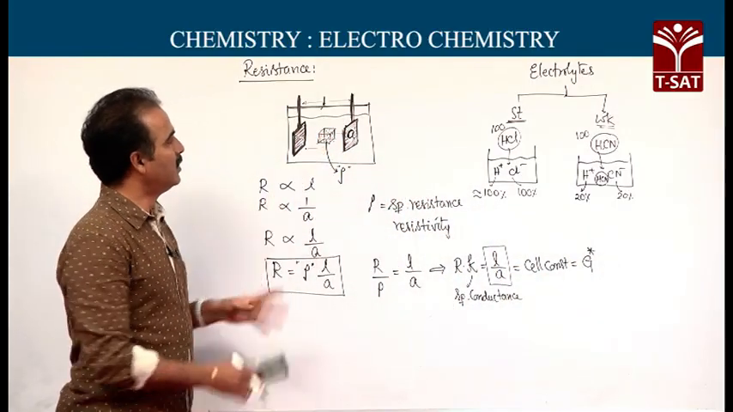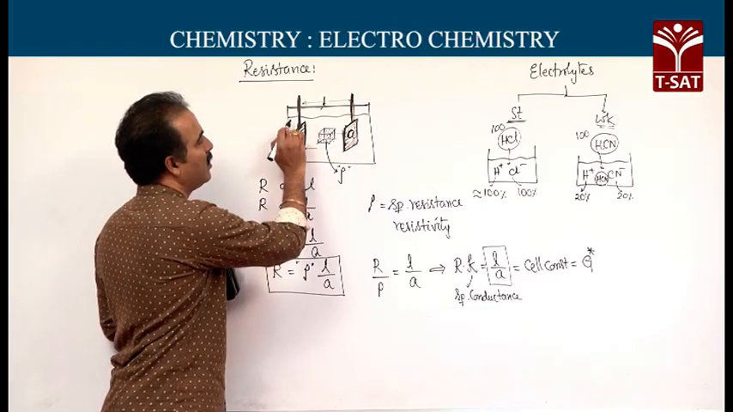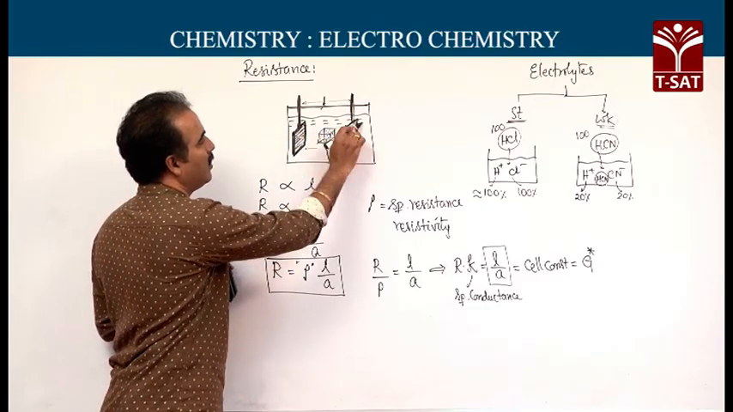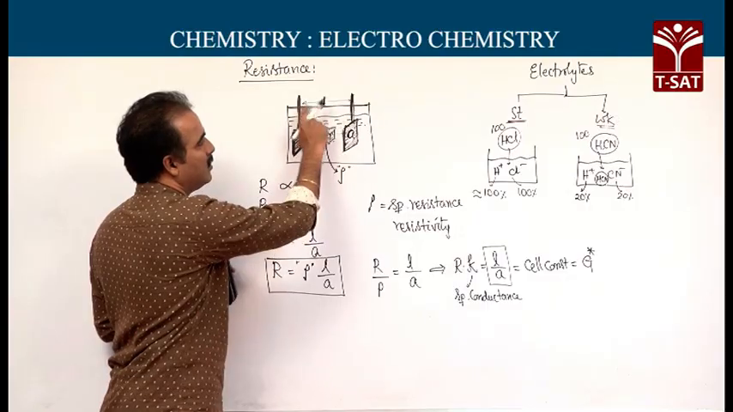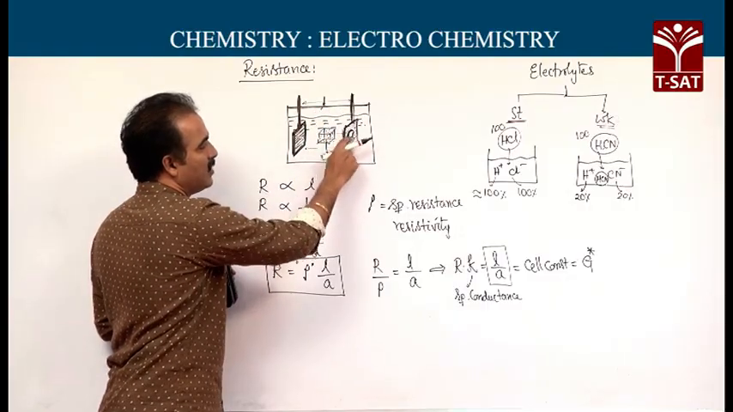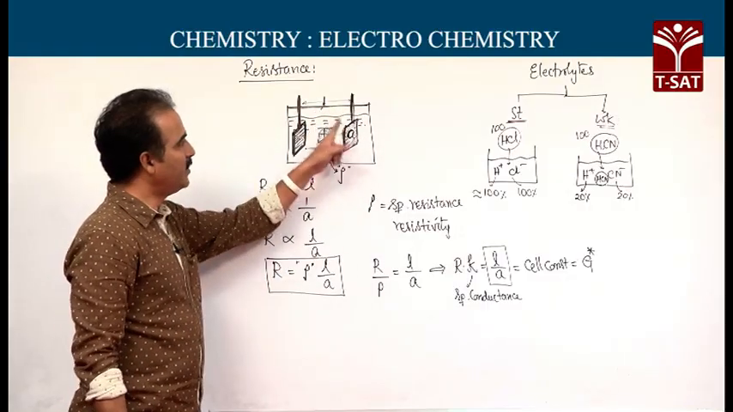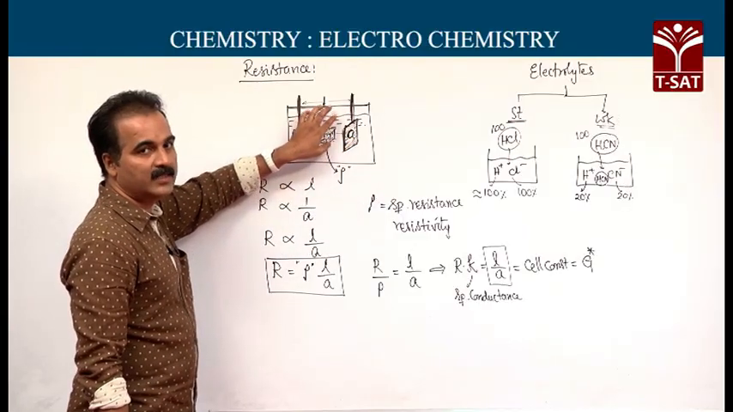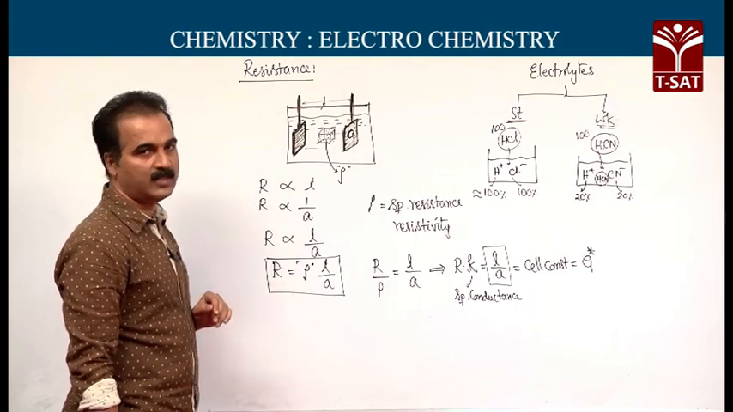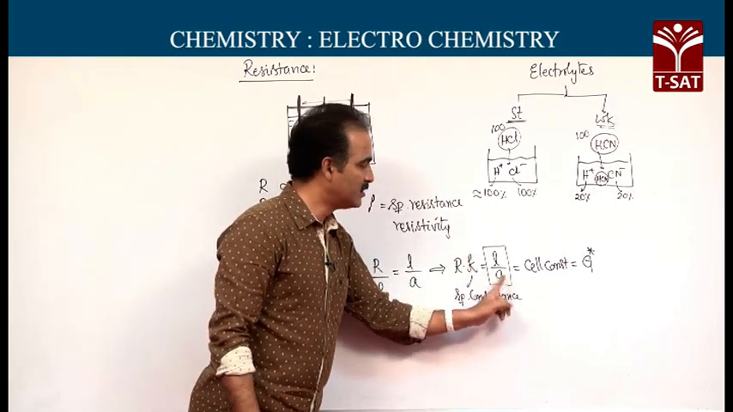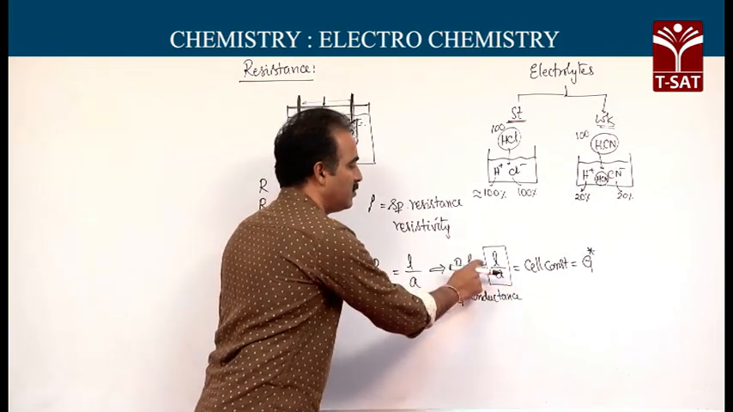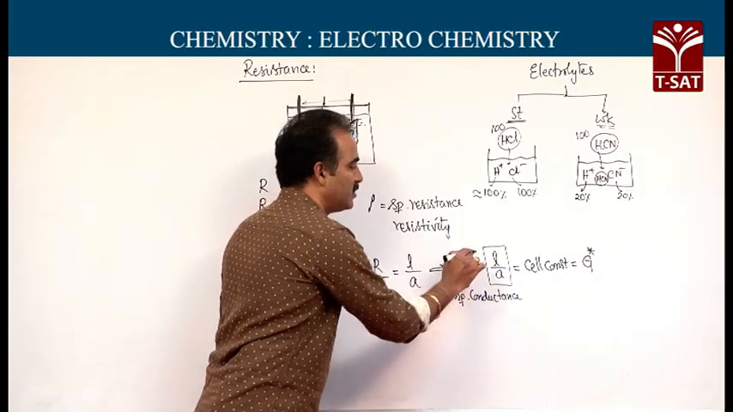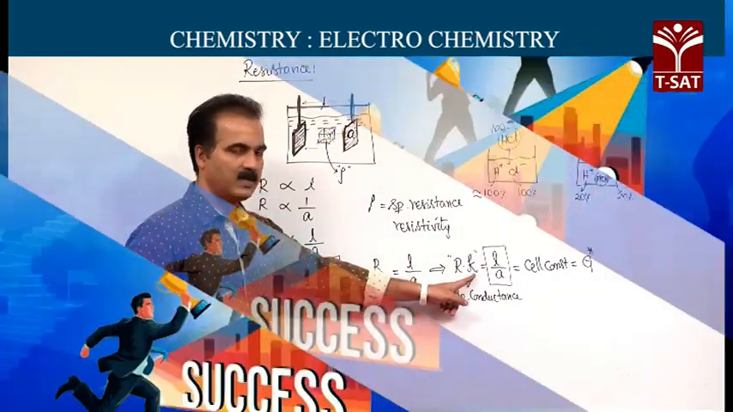In this conductivity cell, you can alter any electrolyte, but you cannot alter the distance between the electrodes as well as the area of cross section. L fixed, A fixed, only the solution or the electrolyte in this conductivity cell you can change. That is why we call it cell constant. Cell constant is nothing but L by A, which is nothing but resistance into specific conductance.